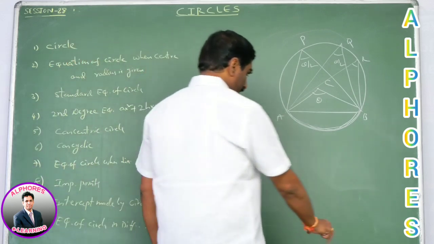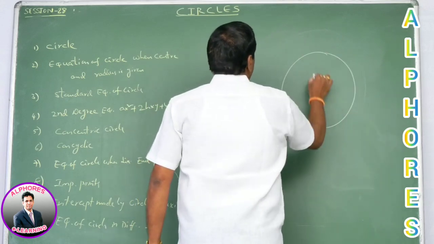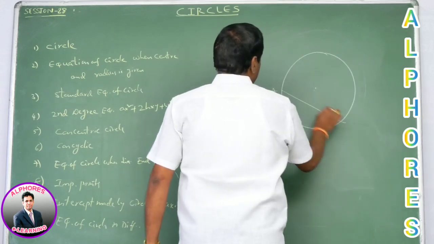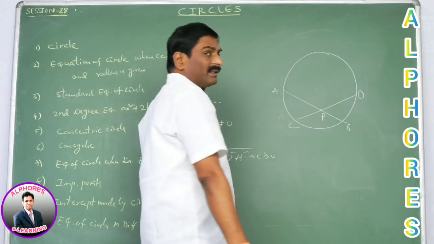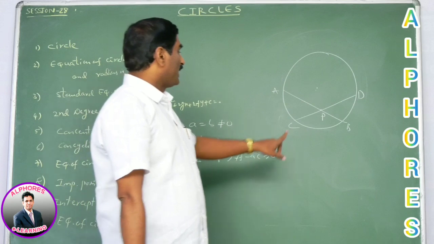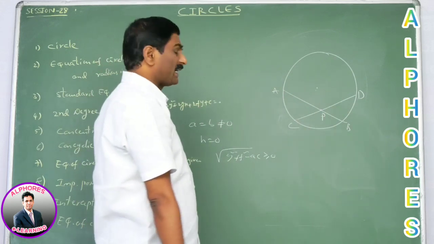Okay, next. Suppose AB, CD are two chords and they are intersecting at P. Then what is the relation between these lengths? PA into PB is equal to PC into PD.